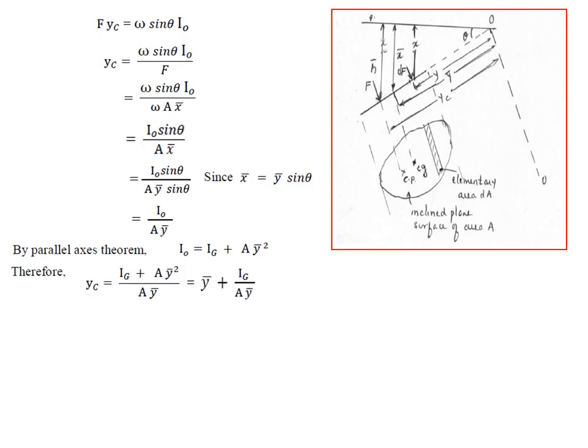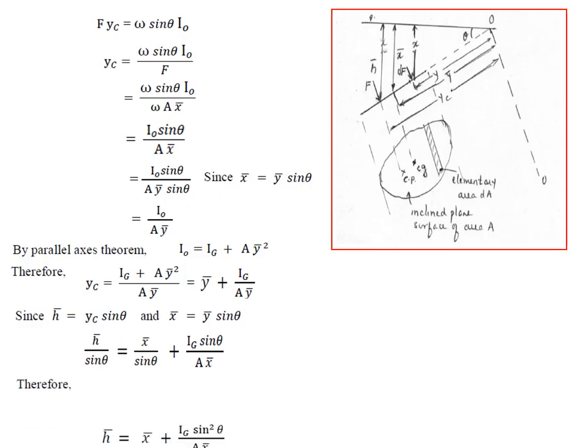But you know that sin theta is x bar by y bar. Sin theta is also h bar by yc. Therefore, wherever we have yc, we can substitute h bar by sin theta, and wherever y bar is there, we can substitute x bar by sin theta. So yc can be written as h bar by sin theta, y bar as x bar by sin theta, and Ig as Ig divided by A. So sin theta goes to the numerator. Multiplying by sin theta throughout, we get h bar equal to x bar plus Ig sin square theta by A x bar.